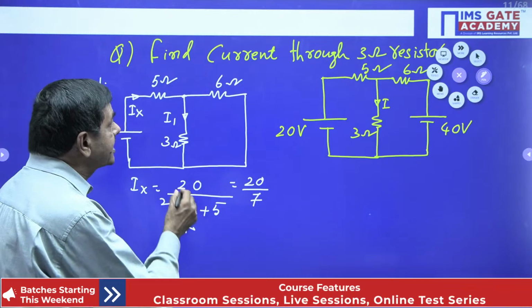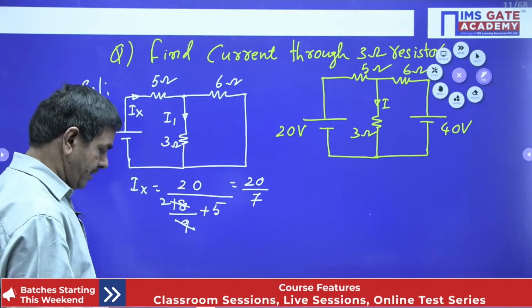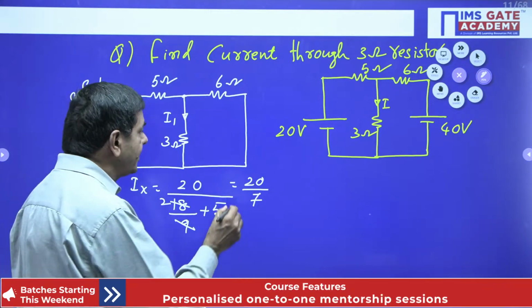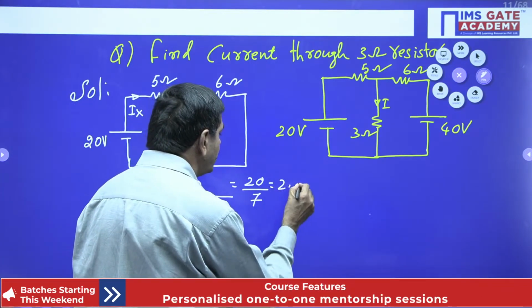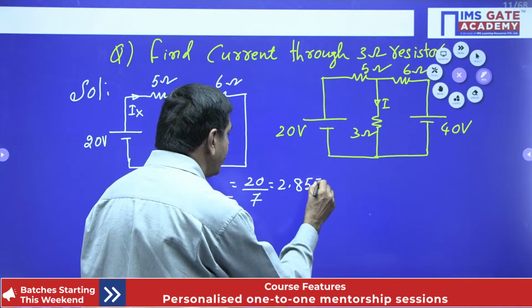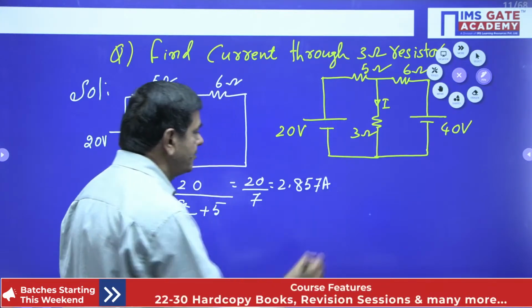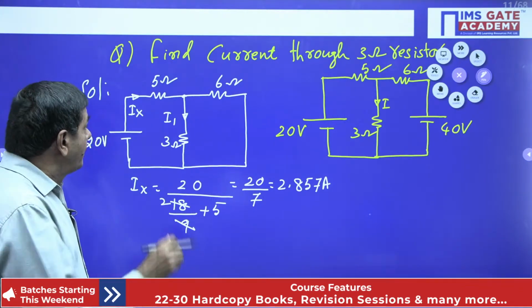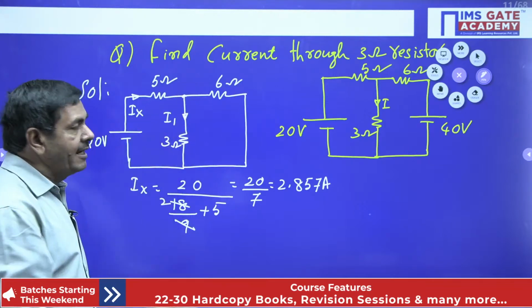We can take this as the Ix value I want to get. This 20 by 7 is nothing but 2.857. 2.857 amperes of current is passing. This is Ix. By using this Ix, I want to measure I1.